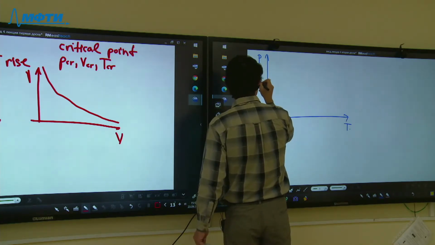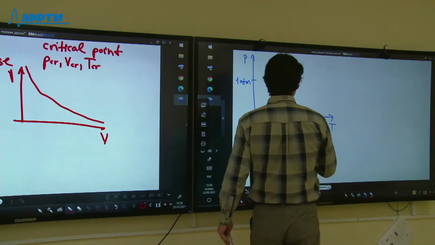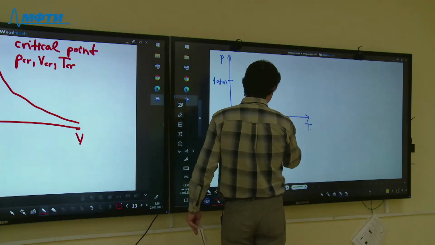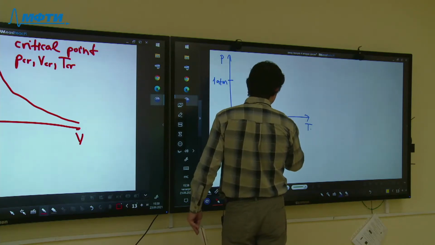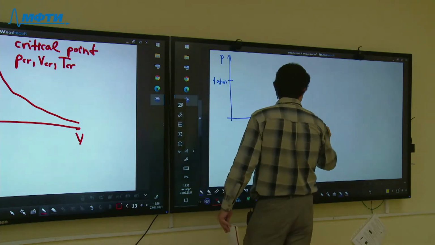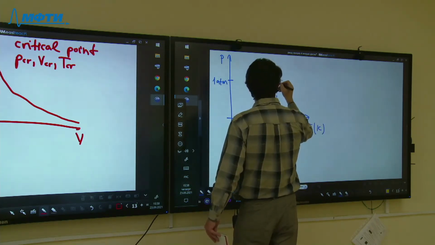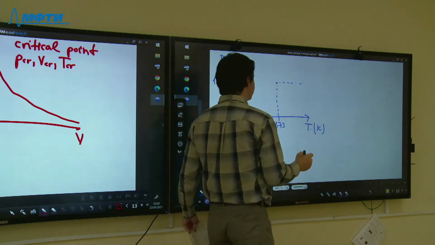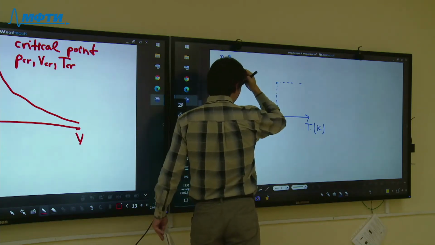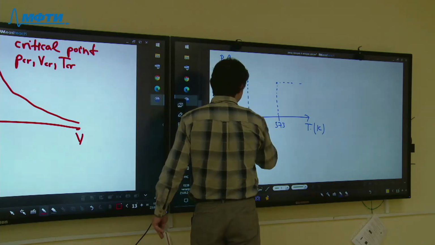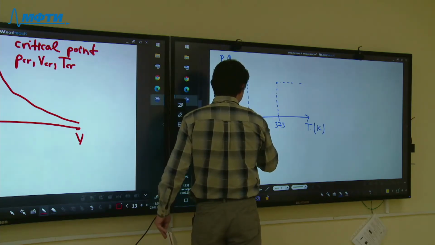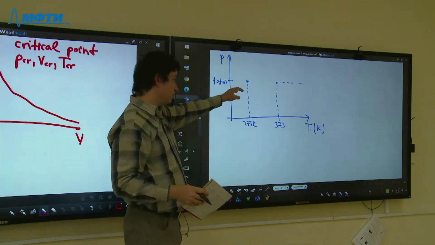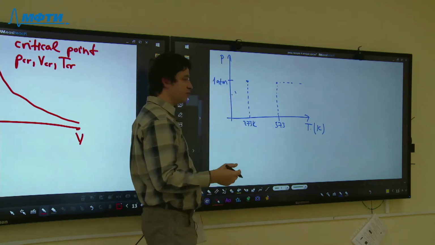So let's start with the pressure of 1 atmosphere, and we know that for water at 1 atmosphere, so at normal conditions, the boiling point of water is at 373 kelvins. So beyond here, you have gas phase. And when you go from this to 0 degrees Celsius, which is 273 Kelvin, you have liquid phase. But beyond that, below this temperature, you have a solid phase, so you have ice.